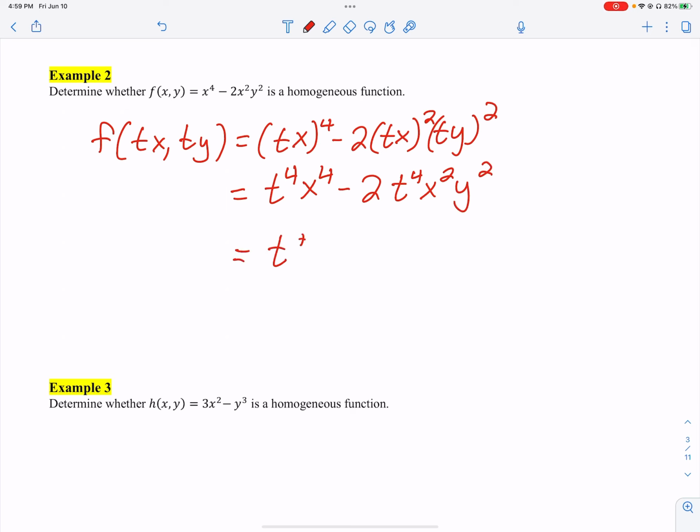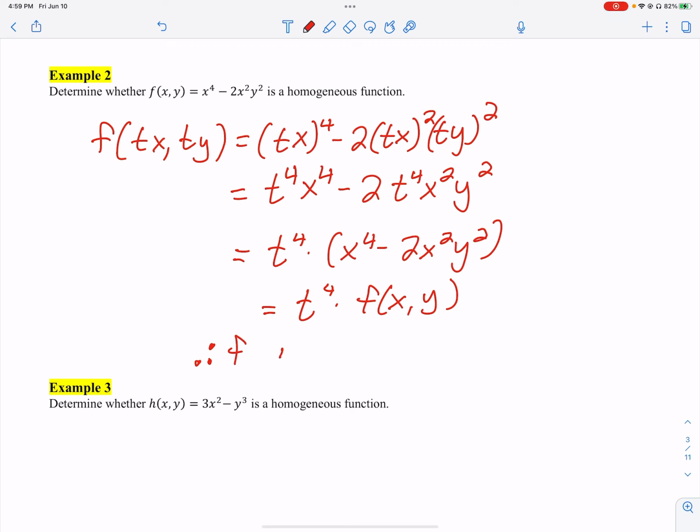Notice t to the fourth is in both. So we get x to the fourth minus 2x squared y squared, and t to the fourth, that is my original function. Therefore, f is a homogeneous function of fourth degree, or degree 4, either way you want to write it.